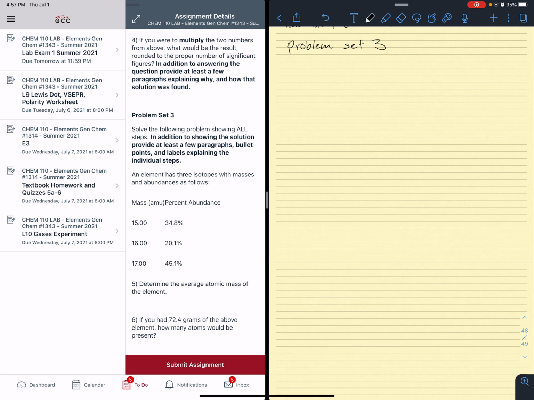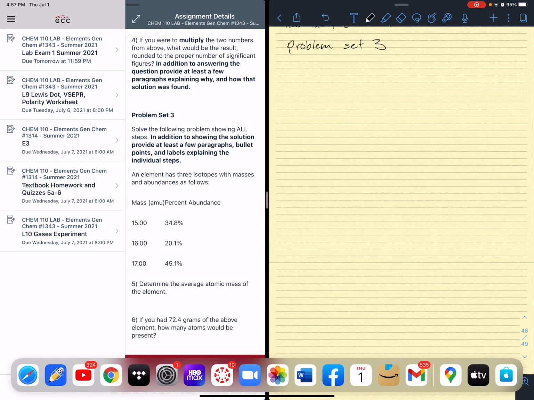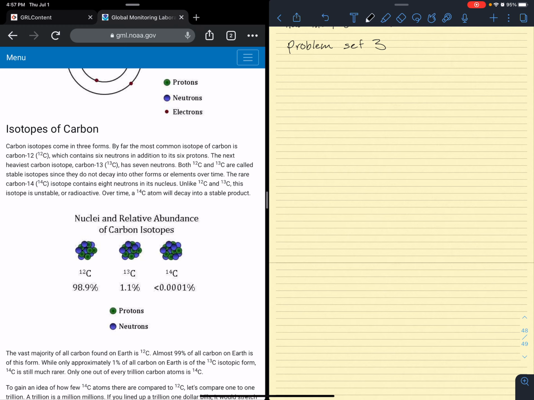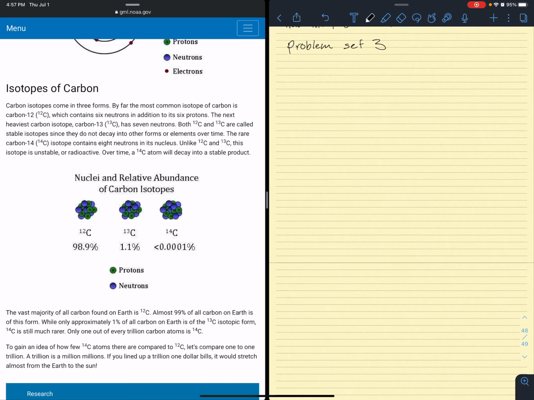When they say an element has 3 isotopes, they mean the same element but with different neutrons. It has the same protons because the protons are the foundation of the element, so you can't change them. Here is an example of carbon, with 12, 13, and 14 protons and neutrons. They're the same element, just different neutrons.